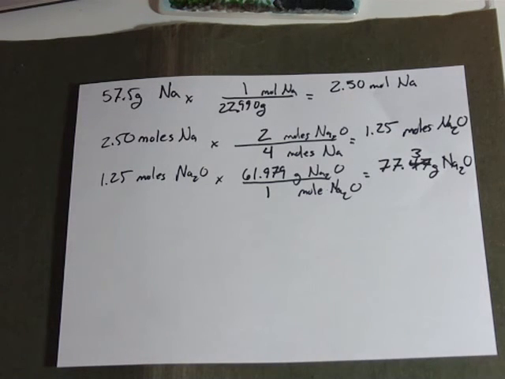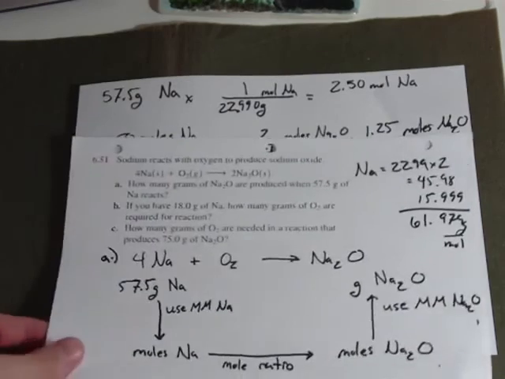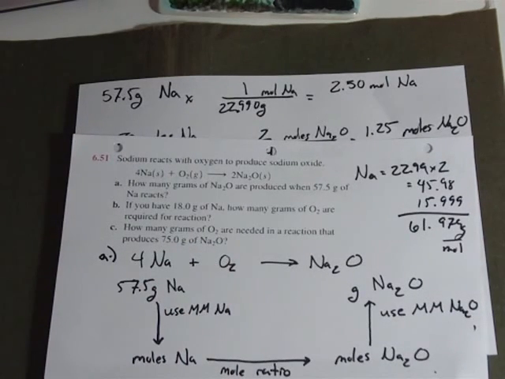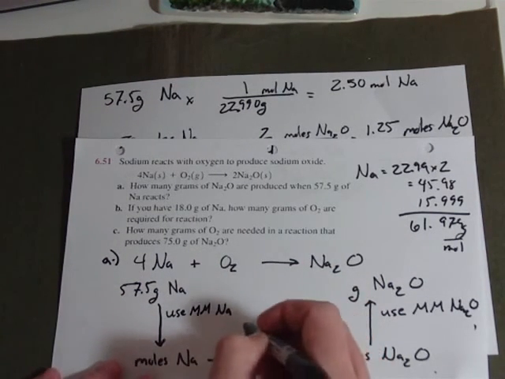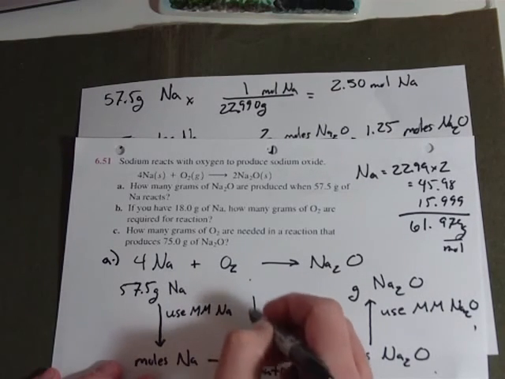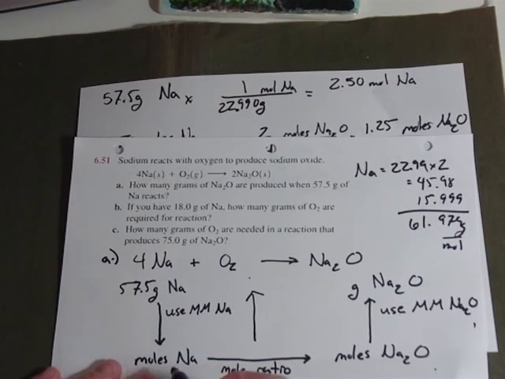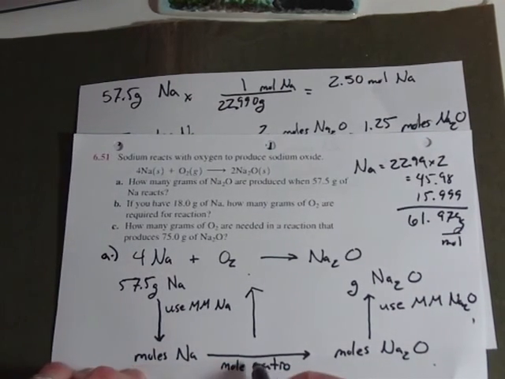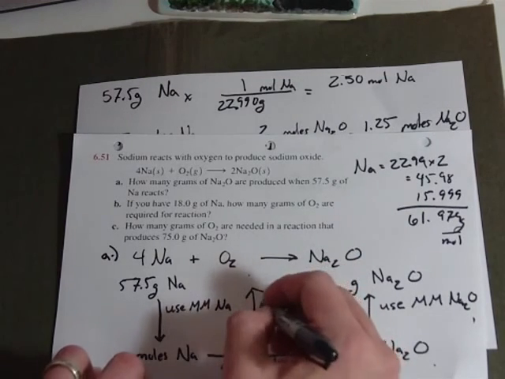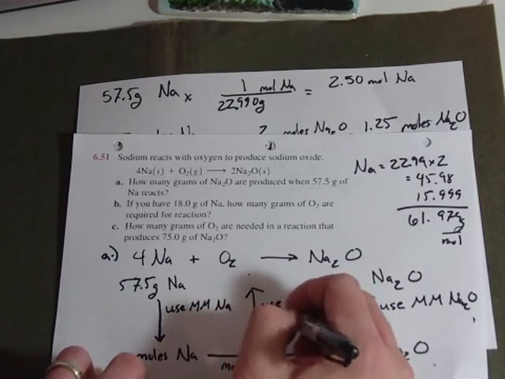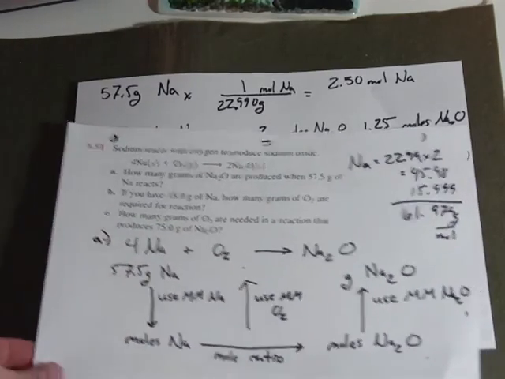Okay, we can do another one in B. B is asking if we have 18 grams of sodium, how many grams of oxygen are required? And so similarly, if we're going to go from sodium, we've got to get moles of sodium. Then we're going to use a different mole ratio and then use the molar mass of O2 to get the grams of O2.